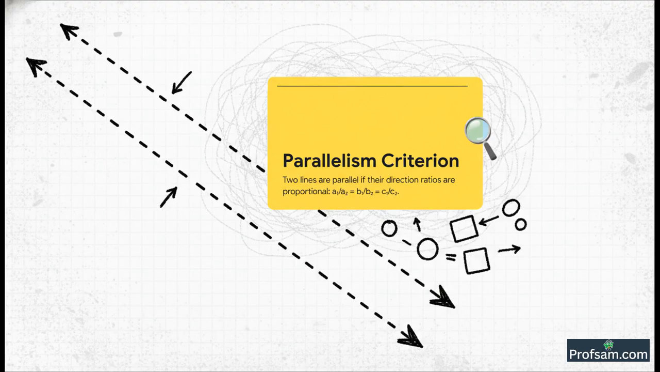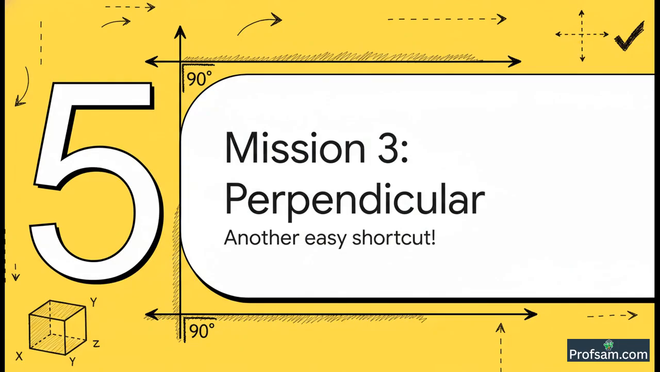So let's say one line's ratios are 2, 4, 6, and the other is 1, 2, 3. Well, 2 divided by 1 is 2, 4 divided by 2 is 2, and 6 divided by 3 is also 2. See? They're all the same, so the lines are parallel. Mission complete. Easy, right? And here we are, our third and final mission, checking if 2 lines are perpendicular.